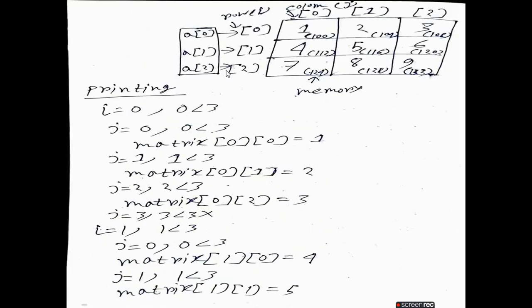Okay. Increment j, it becomes 2. 2 is less than 3, yes. Matrix, what is the value of i? 2. The first value is the i value, and the second is the j value. So the i value is 2 and the j value is 2. That means matrix[2][2], or 2 comma 2, we stored with 9. Row number 2 column number 2 is stored with 9.